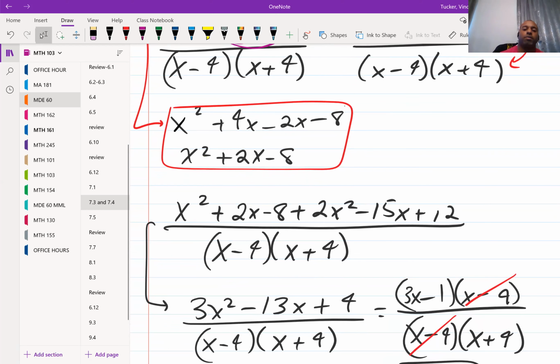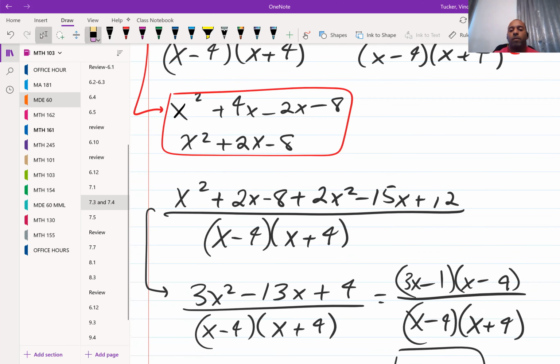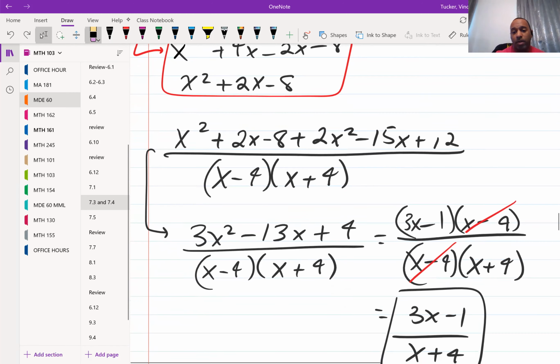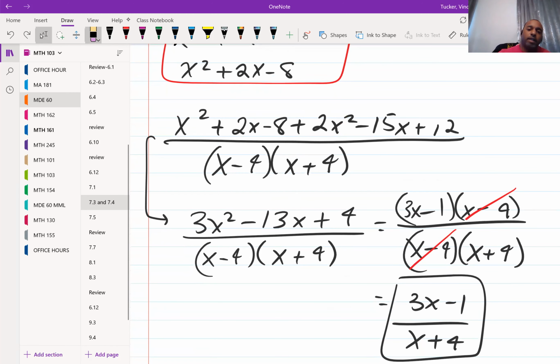x squared and 2x squared is 3x squared. 2x and negative 15x is negative 13x. And negative 8 and plus 12 is a plus 4 in the back. Then you can factor. We have 3x minus 1, x minus 4 is what that numerator will factor out to give us. So there's no guarantee that it will always factor, but a lot of times it will because they want you to have those extra steps. Make sure you factor completely. So the x minus 4s will cancel. That'll leave you at 3x minus 1 over x plus 4 as your final answer.